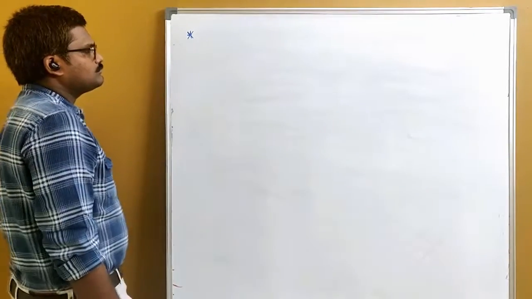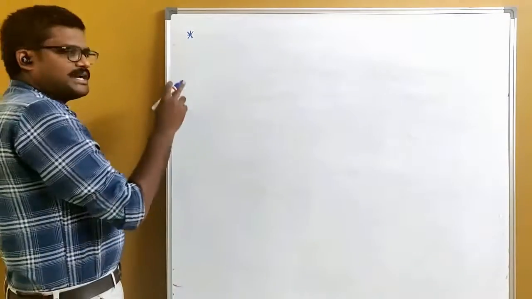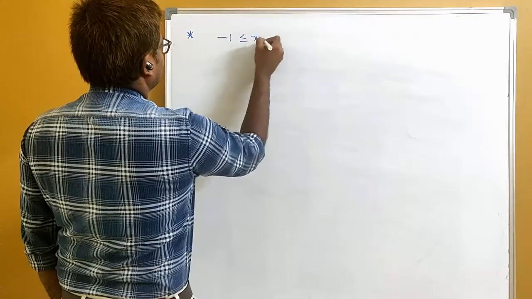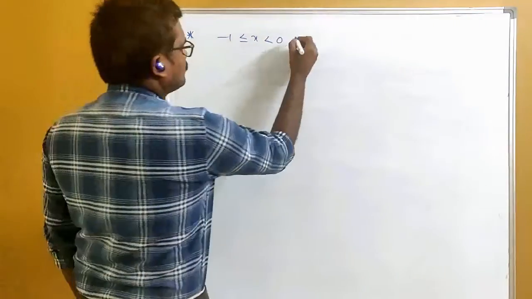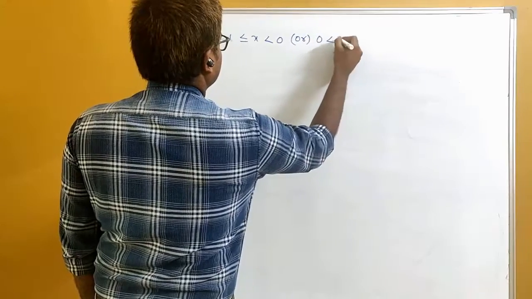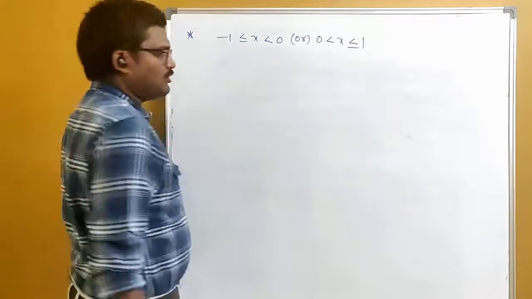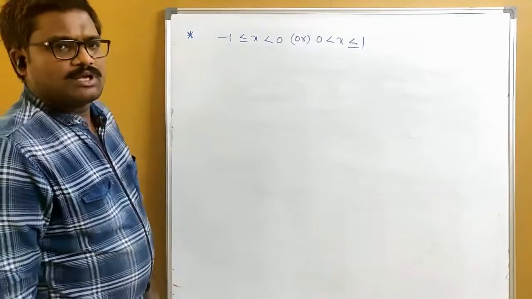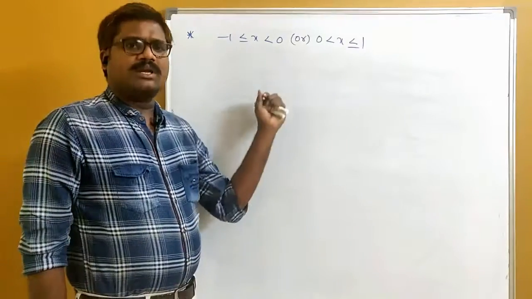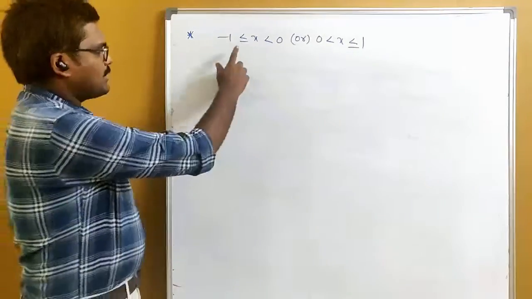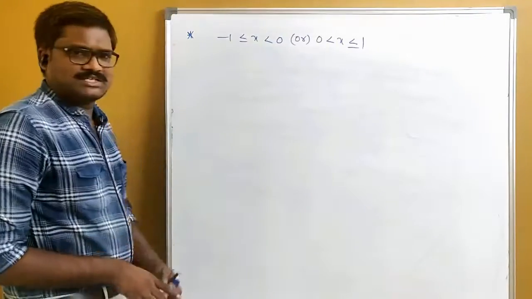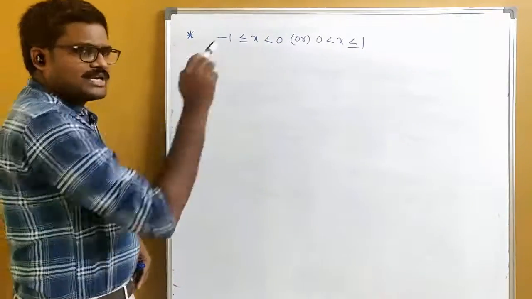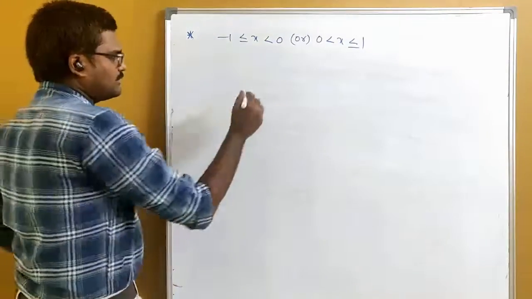Now, first I will take the inequality. Minus 1 less than or equal to x less than 0, or 0 less than x less than or equal to 1. This is one inequality I have given you. Now I want to represent this inequality in interval format. Understood? Now again, we will use the real number line so that it will be more clear.